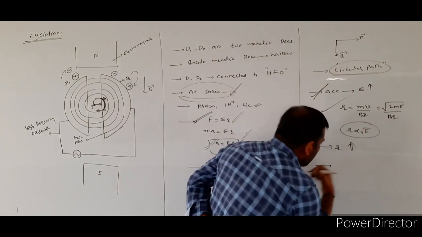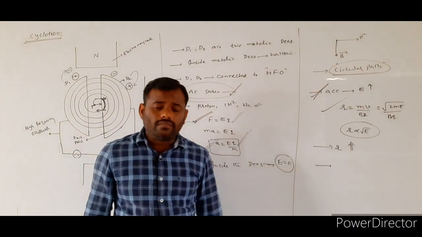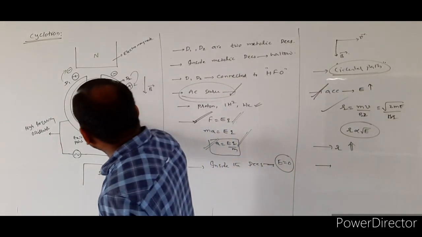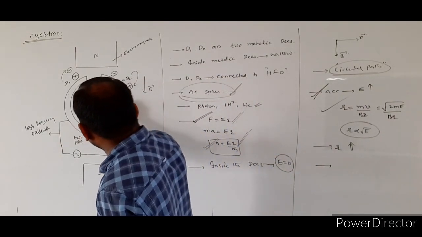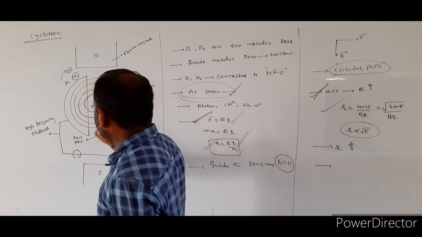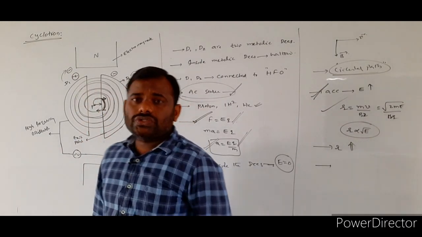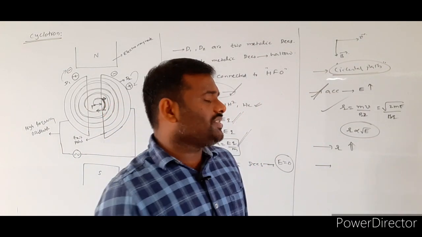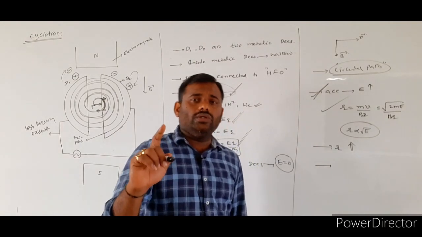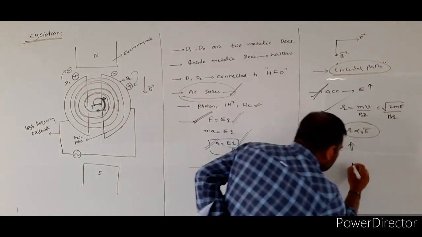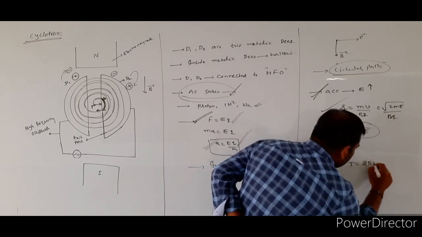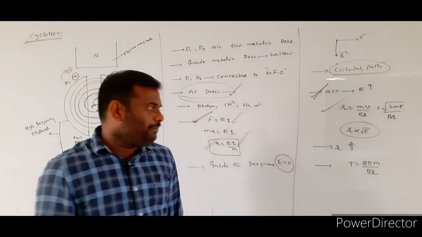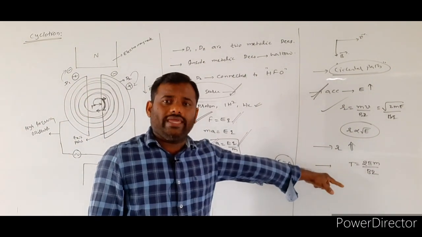And one more formula we have to remember here. In the presence of the magnetic field, the charged particle will be revolving along the spiral path. So what is the time taken by the charged particle to complete one revolution? The time period will be given by T is equal to what? 2 pi m by qB. T is equal to what? 2 pi m by qB.